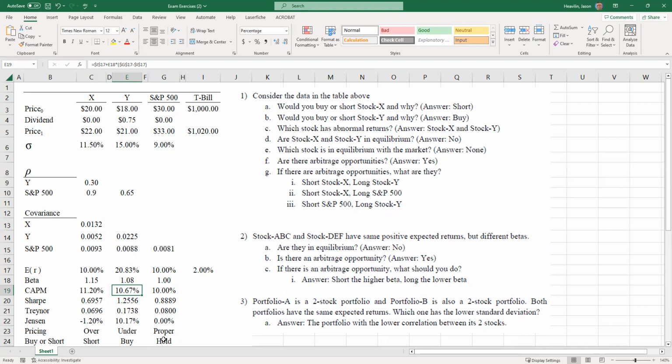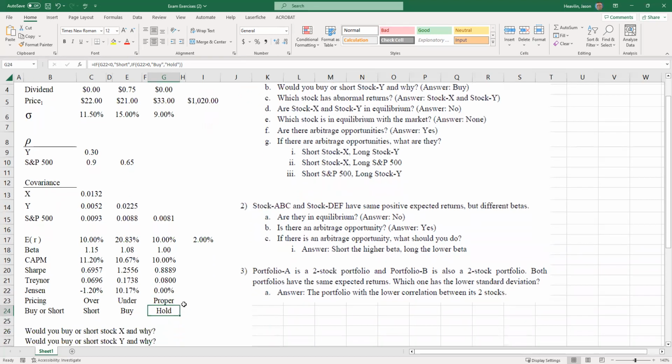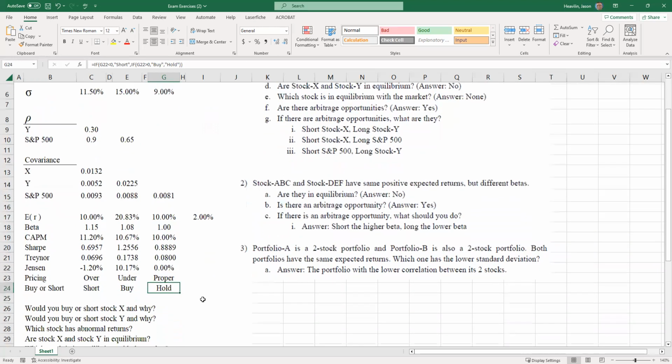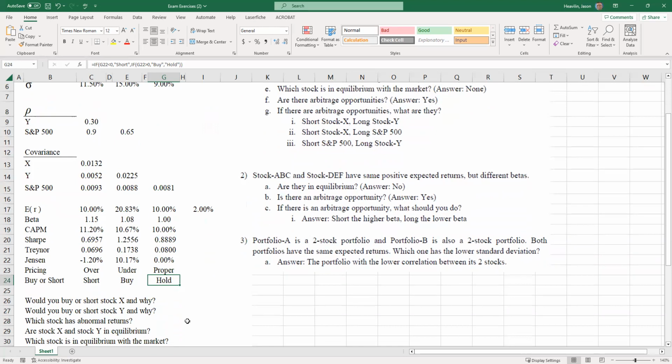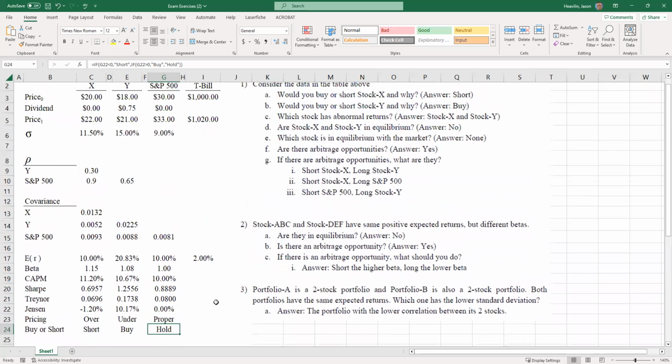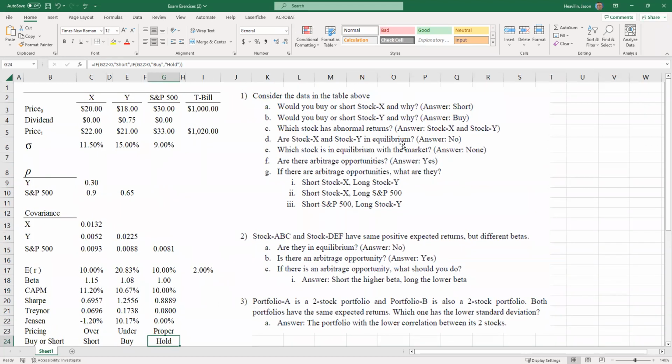Now, if it's properly priced, for this course, we're going to say it's a hold. It could be a buy in some circumstances, definitely not a short, but we're going to say it's properly priced and just hold it. Not necessarily to buy more, it's just performing as it's supposed to. Depending on your strategy, you may see that when something's properly priced, it might still be a buy, but that has to do with your overall strategy. But for here, we're going to say overpriced you short, underpriced you buy, properly priced you hold. All right. Now let's talk about these questions here with the information we have.